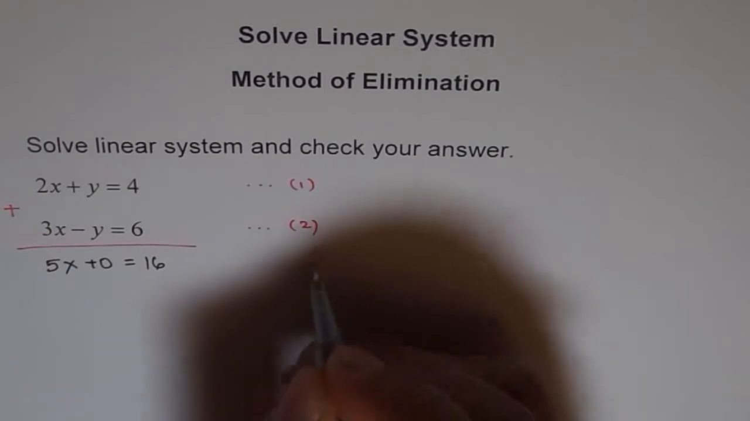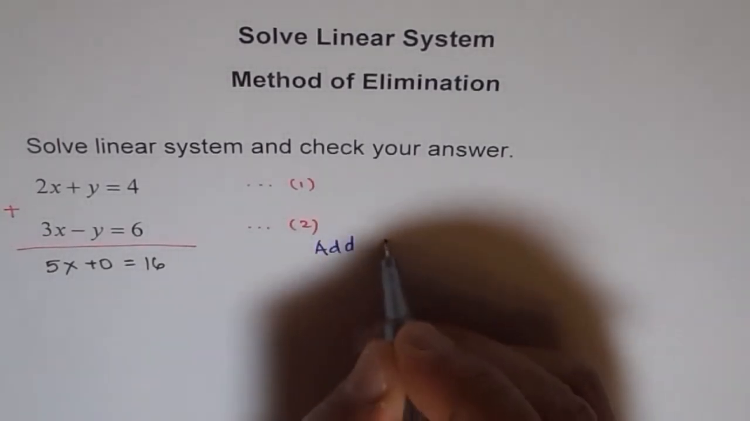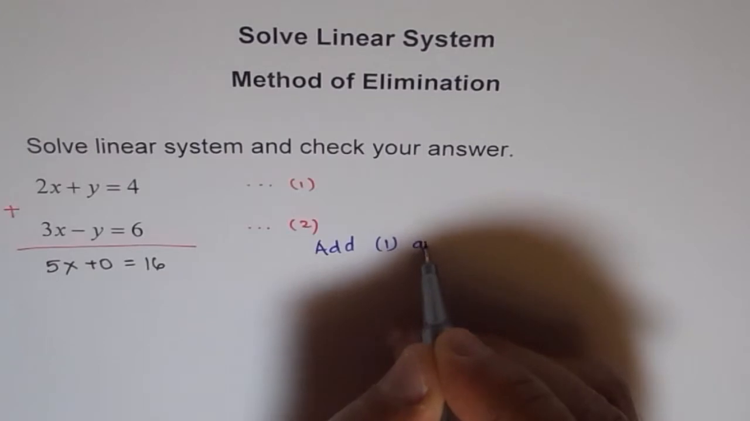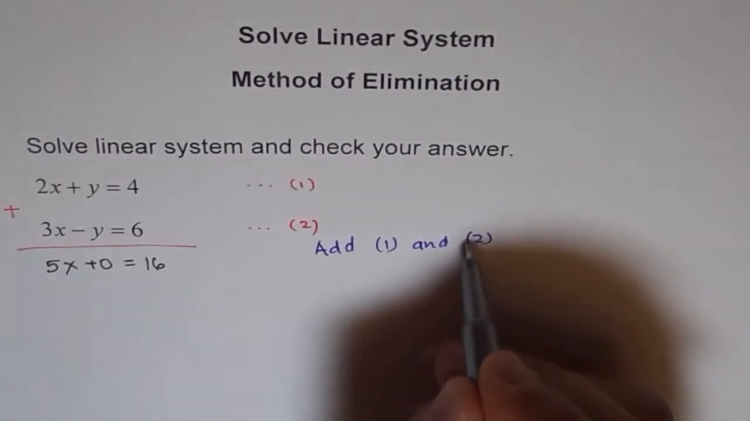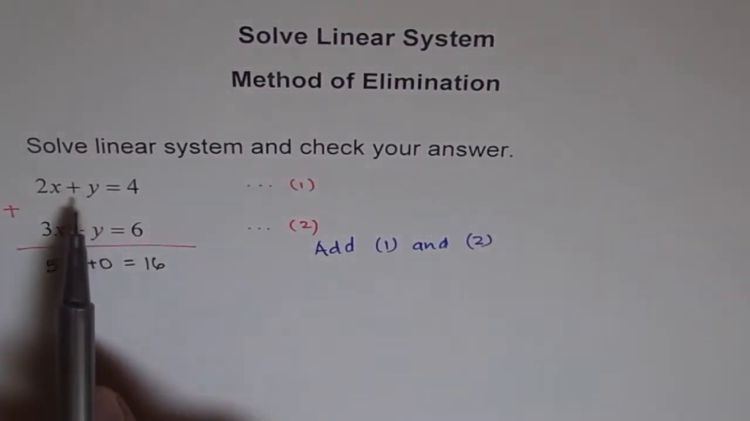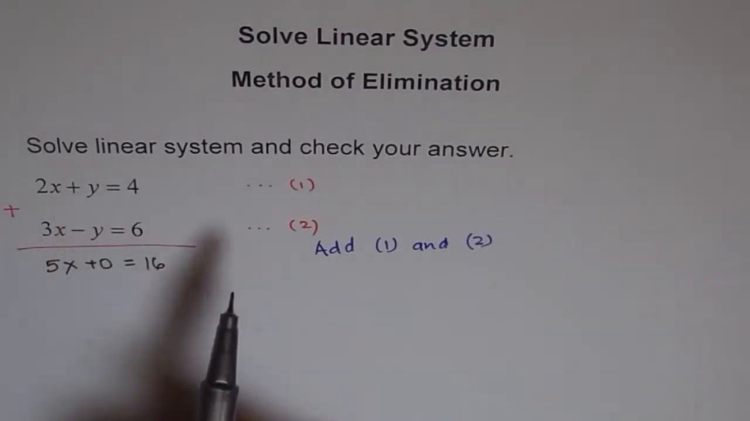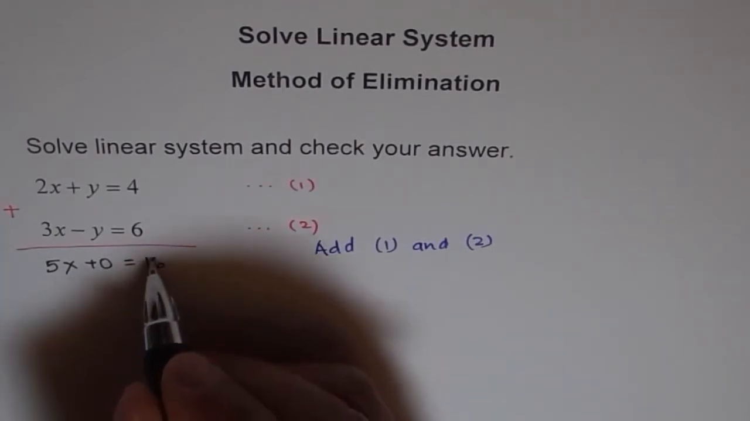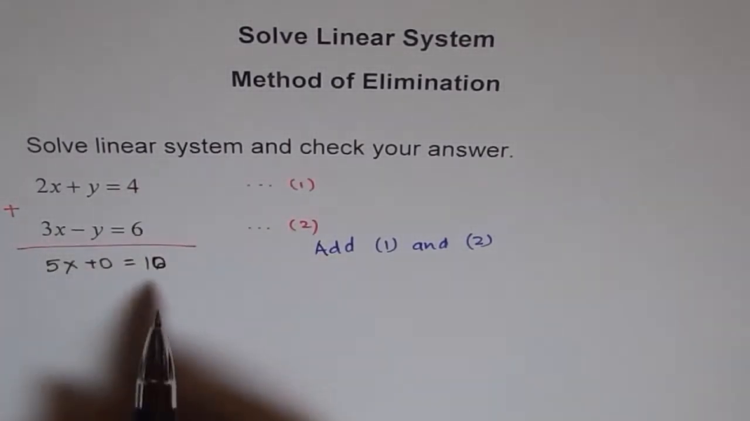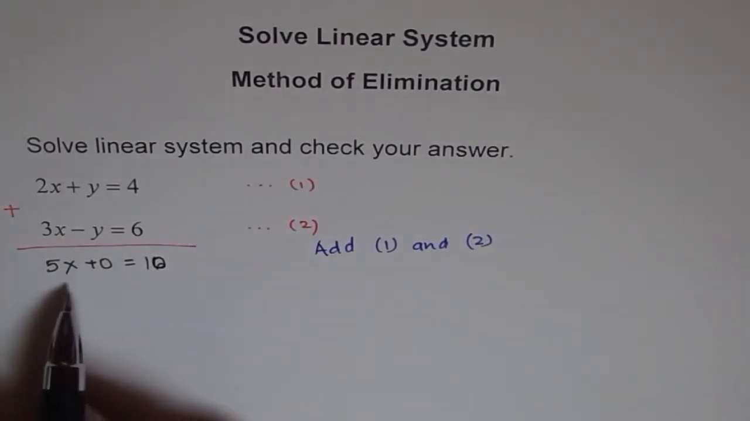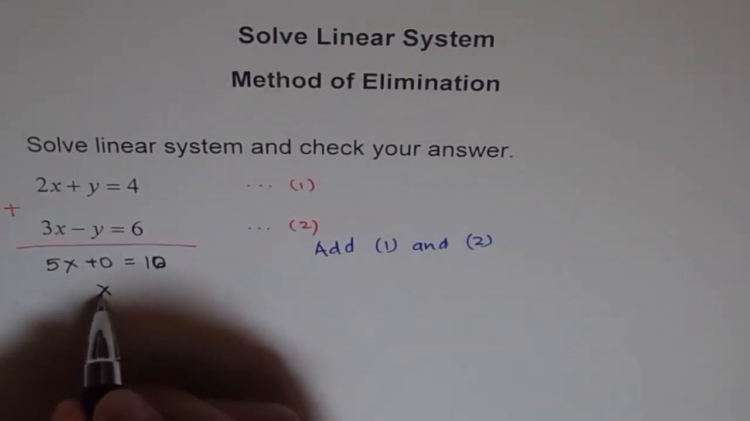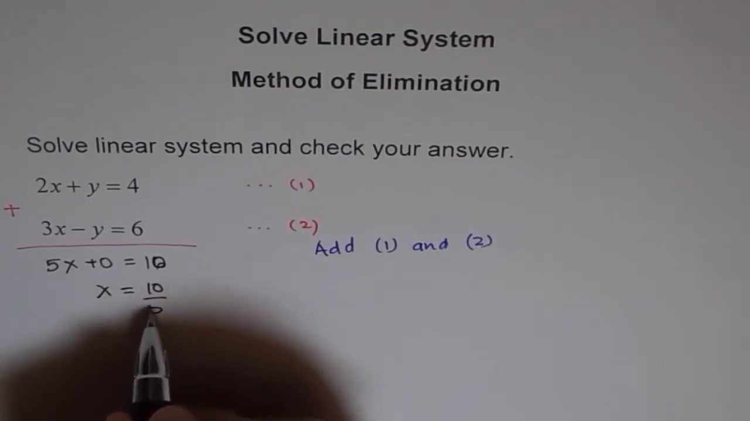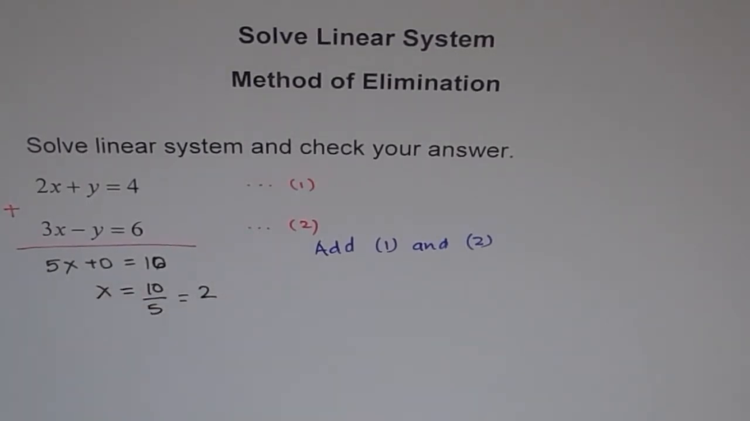So if you add equation 1 and 2, you could eliminate y. Do you see that? And that is why this method is called elimination. So here we try to eliminate one variable and then find the value of the other variable. So we have 5x equals 6 plus 4, 10. Now we can find x by dividing both sides by 5 and you get x equals 10 divided by 5, which is equal to 2, correct?